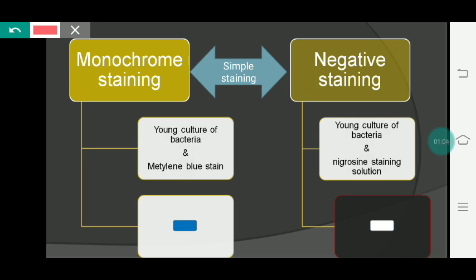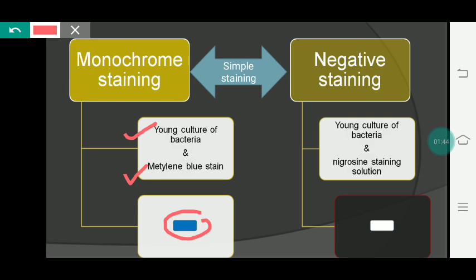Monochrome staining. What is the meaning of monochrome? Mono means single, one, and chrome means color. So the organism is stained by one single stain, so it's called monochrome staining. The requirements for monochrome staining are a young culture of bacteria and methylene blue stain. So what do we get in the result? The organism is stained by methylene blue, whereas the background remains colorless. So that is monochrome staining.